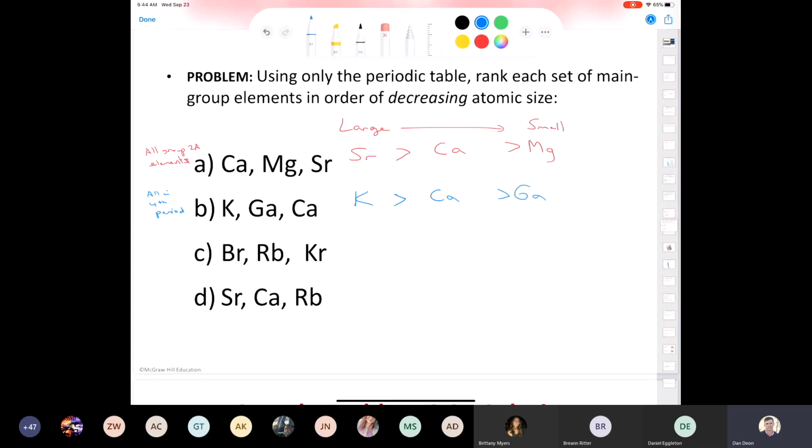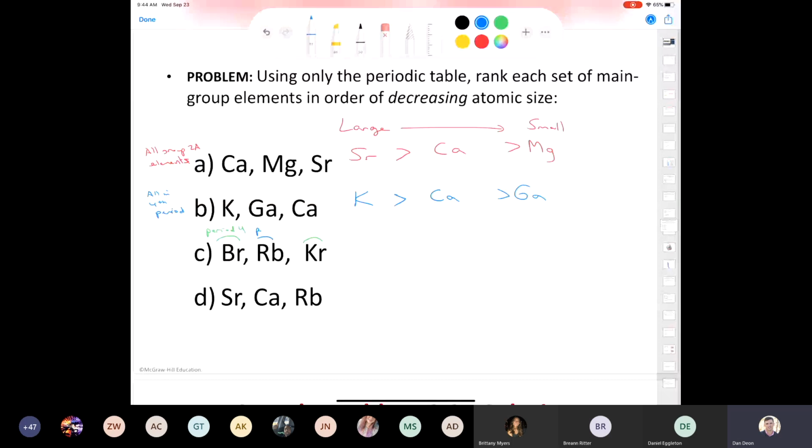The next one's more of a plethora here. But the way I would solve this one is, you've got bromine. Bromine is a halogen in the 4th period. Then you've got rubidium, potassium, and krypton. Anyhow, bromine and krypton are both in the same period, and rubidium is in the lower period. So bromine and krypton are both in period 4, and rubidium is in period 5. So we'll put that down here.